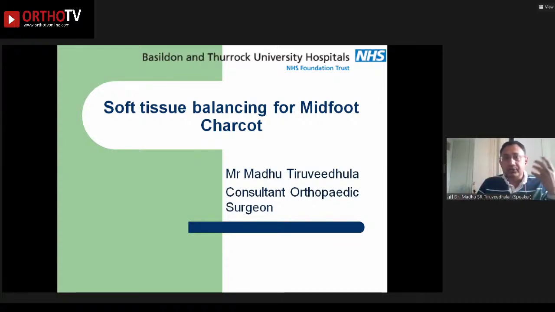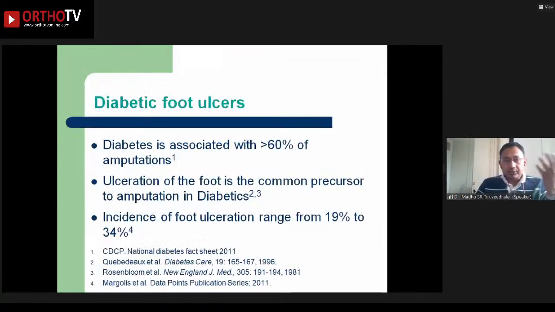So we've got to talk about the soft tissue balancing and other preventive measures. We know that diabetes is associated with more than 60% of amputations, and one of the precursors of an amputation in a diabetic patient is ulceration. The incidence is around 19 to 34%, depending upon which publication you look at.